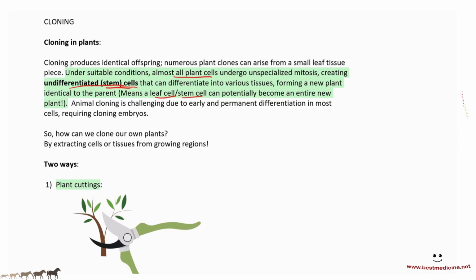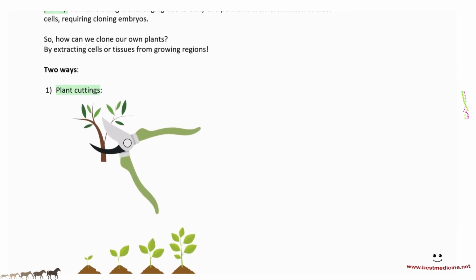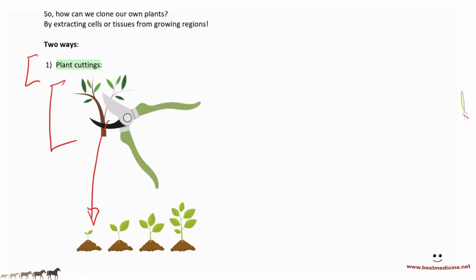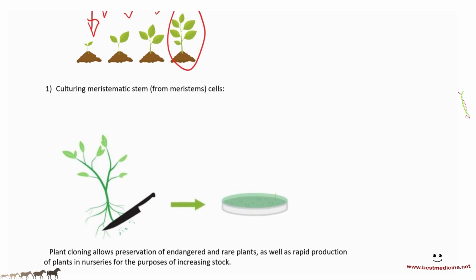Okay? So there's two ways really to clone the plants. One way is that we take plant cuttings, usually from growing regions like meristems. And we plant that plant cutting in the soil, give it proper nutrition, light, and so on, and it becomes an entirely new clone of the original plant. The other way is to culture the meristematic stem cells. So we take stem cells and then we culture them, and then these eventually grow up to small plants, and then we can plant them into pots. Okay? It's very simple, very easy.